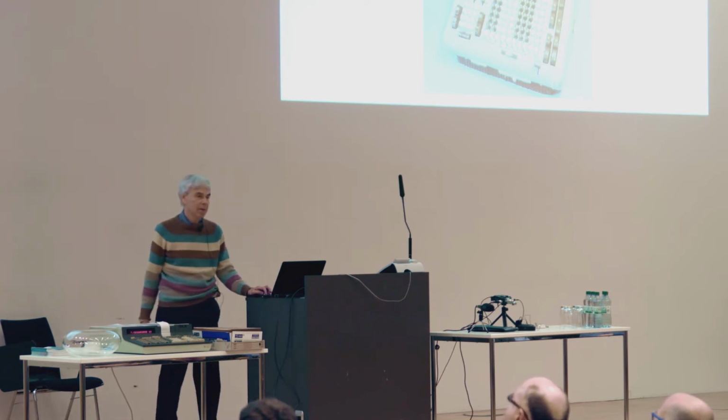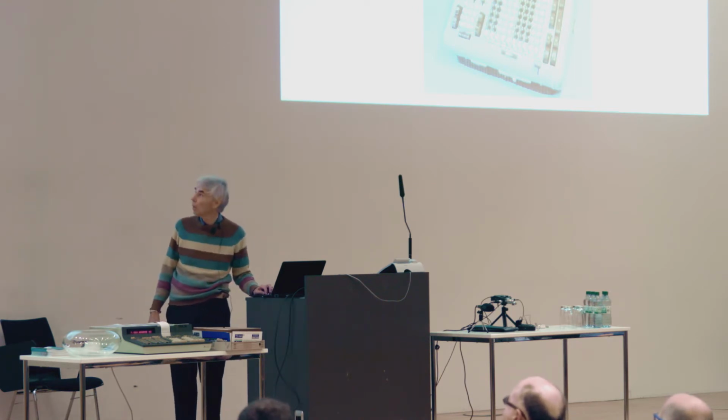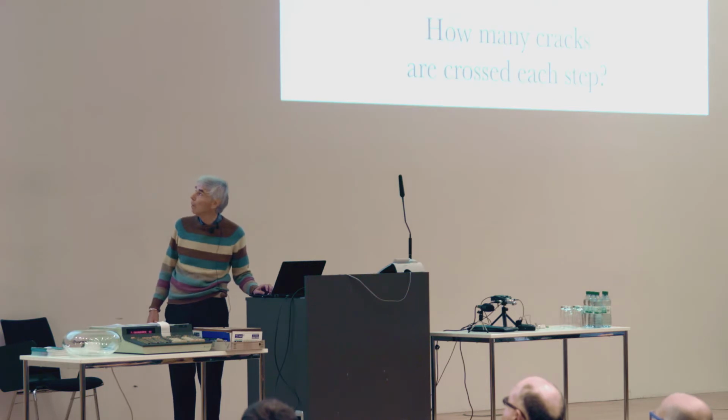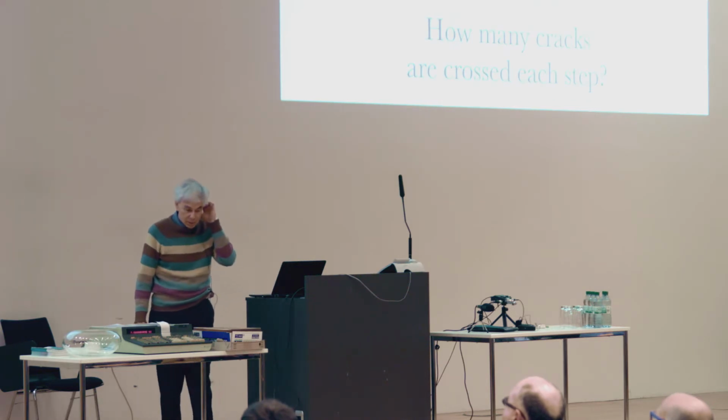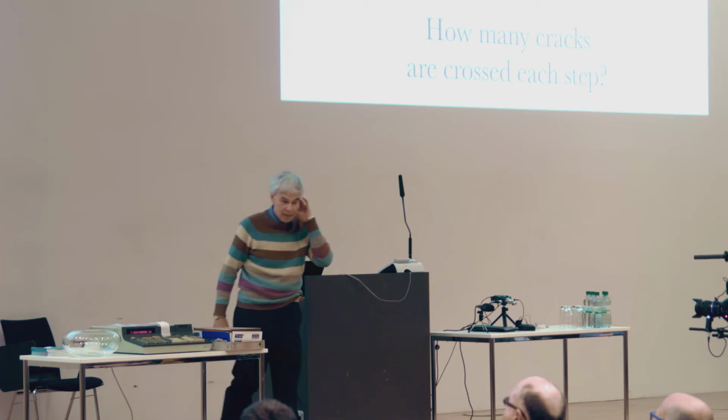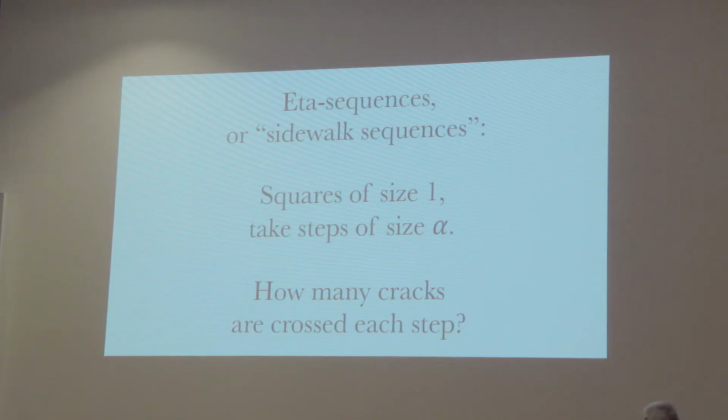I did a lot of things. I explored for several years, so I'm not going to give you a big thing. But I discovered something that I gave the name of eta sequences to. One could call them sidewalk sequences, because you imagine that there's a sidewalk whose squares are of side 1 exactly, and that you're going to take steps of size alpha. Let's assume alpha is an irrational number, such as the square root of 2, or pi, or e, cube root of 2, whatever.